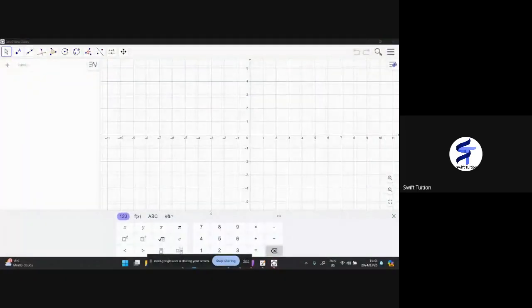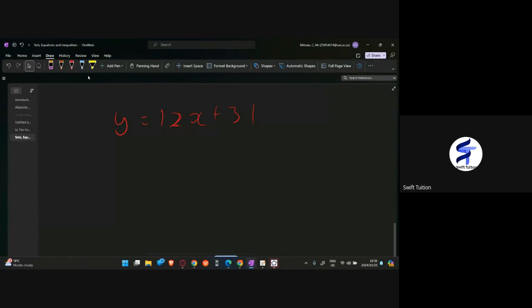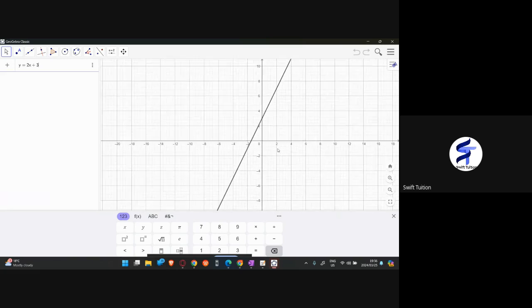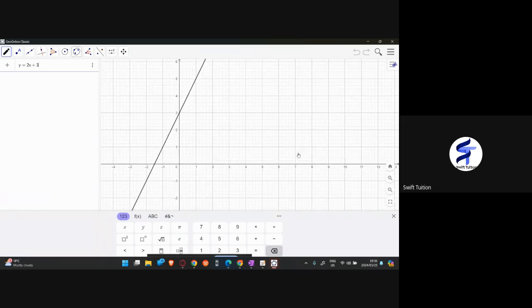Cool. Let me switch back to where we are looking at the absolute value of 2x plus 3. But for now, let's first work with 2x plus 3. So y is equal to 2x plus 3. You can see that the graph is going to be positive up until a certain point.